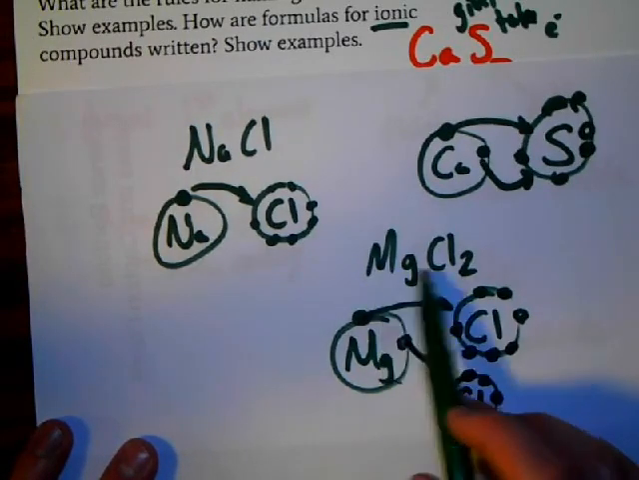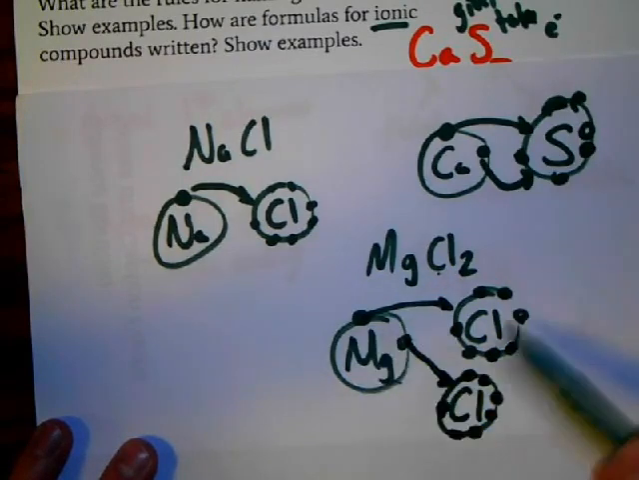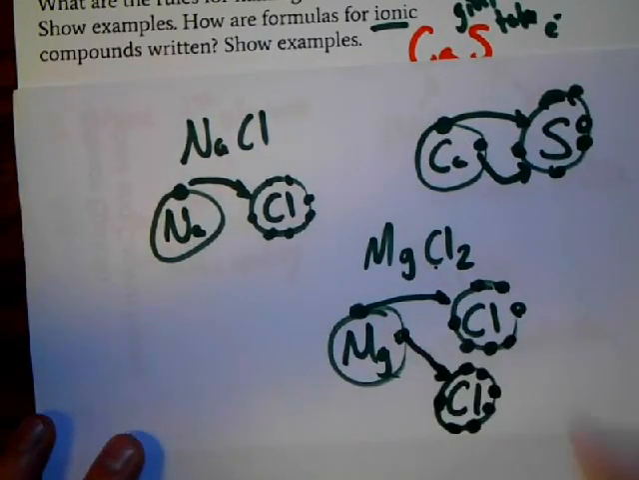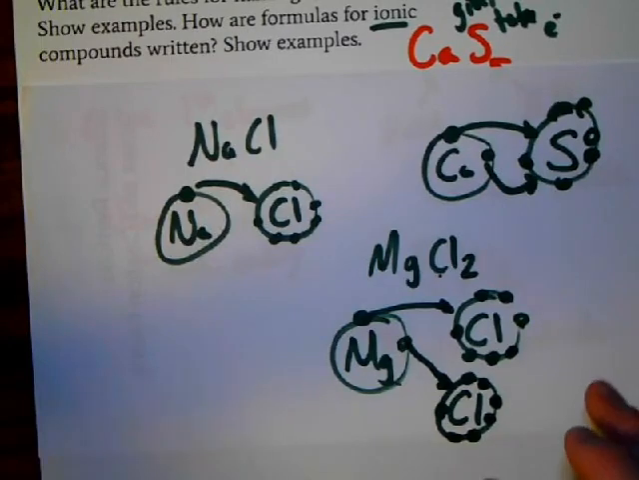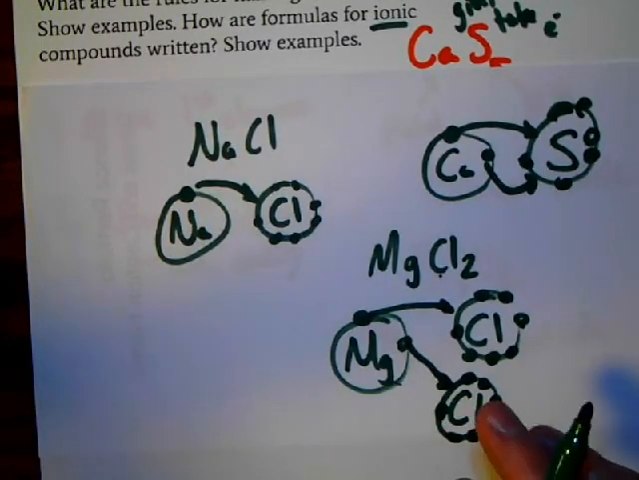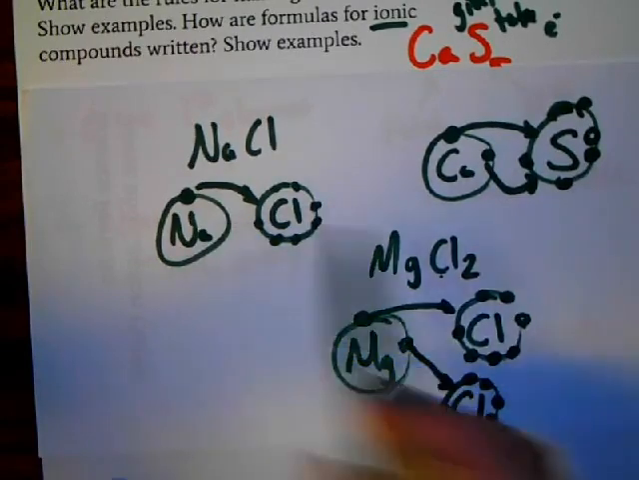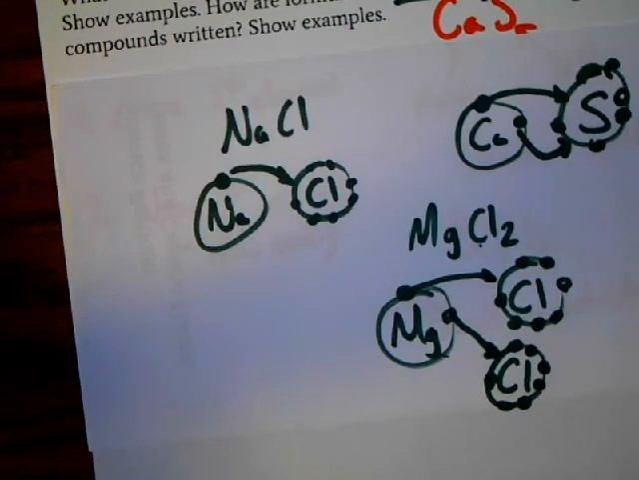So this formula is MgCl2 because there's 1 magnesium and it needs 2 chlorines to get rid of its electrons. These chlorines are going to be happy and steal from there. So the ionic compounds are written based on what the charges are, or more importantly, based on how many electrons are going to be given or taken away. So I'm going to go ahead and give you a name, and we have to figure out what the formula is going to be.